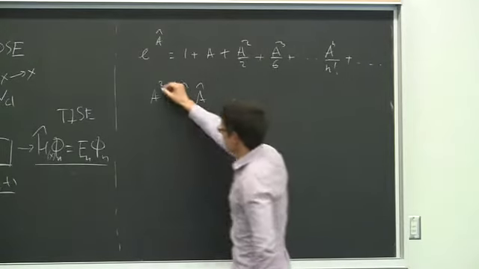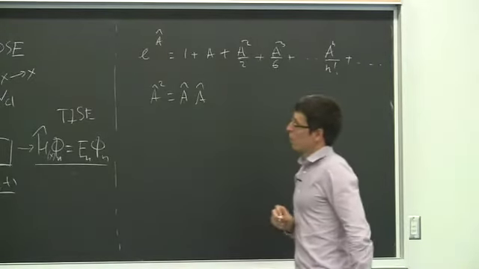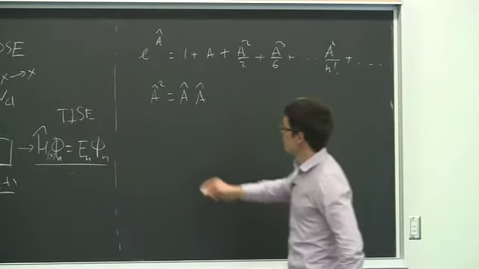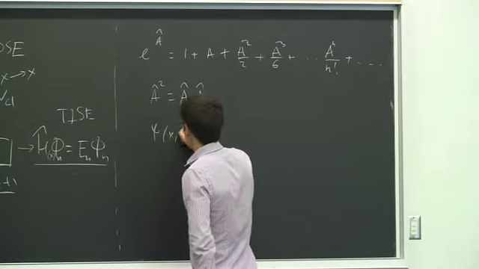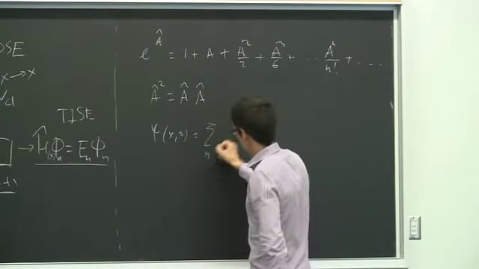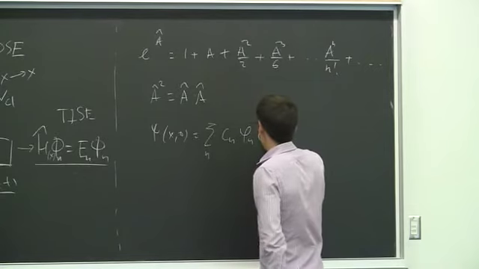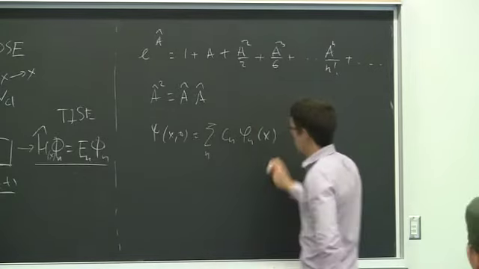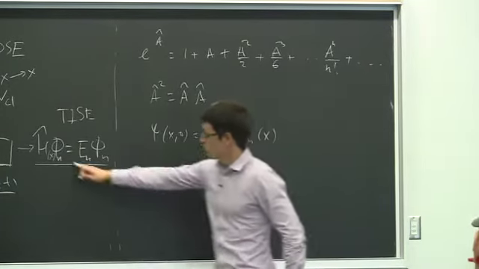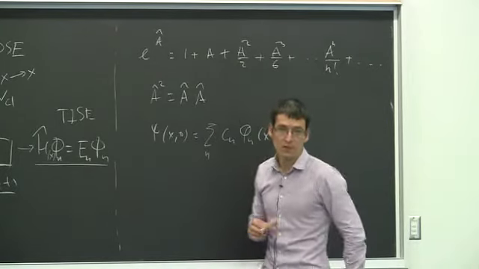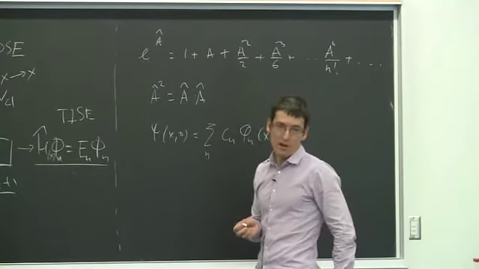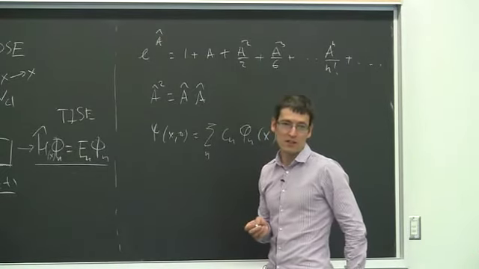Now we come to an important consideration: if we know psi of x,0 as a linear combination of these phi n's, which are eigenfunctions of the Hamiltonian, then what do we know about eigenfunctions? Why are eigenfunctions so convenient?